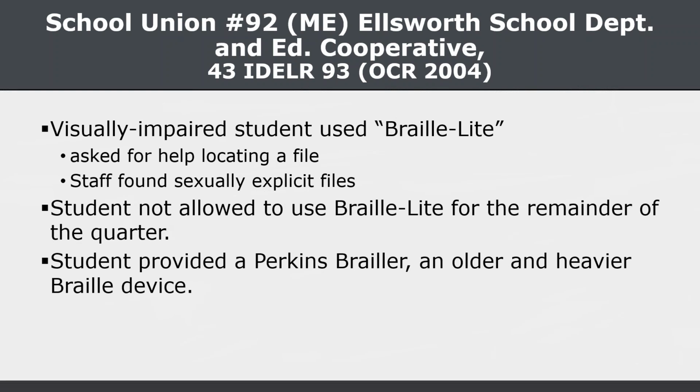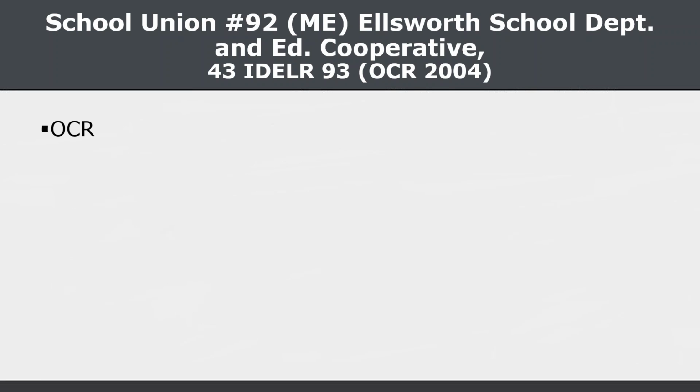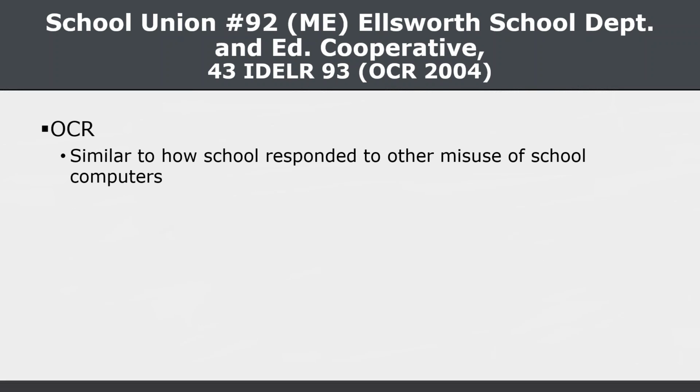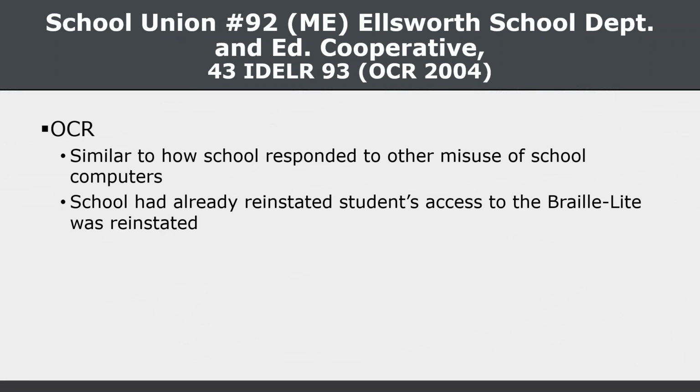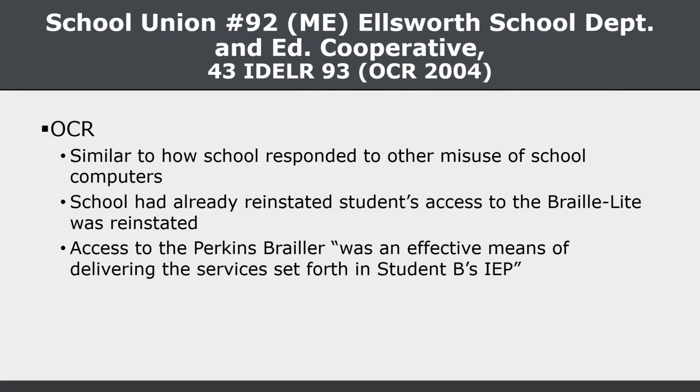The school provided the kid with a Perkins Brailer, which is the old school Brailer. It's older and heavier, and it doesn't have all the bells and whistles, but the student was able to communicate and perform educational tasks with the Perkins Brailer. Parents filed an OCR complaint, which, when I first read this, I thought, oh crap, OCR is involved, that means the school is going to lose, but that's not true. The school said this is similar to how the school responded to other misuse of school computers. They had already reinstated his access to the Braille Light when the complaint was filed, so it was for a short period of time, and they gave the student an effective means of receiving his services through the Perkins Brailer while he was being punished.